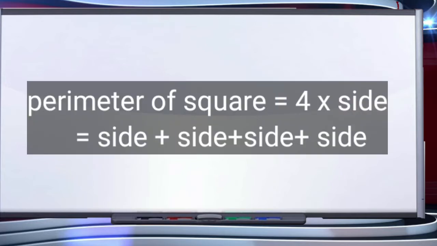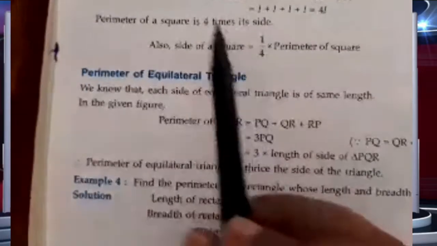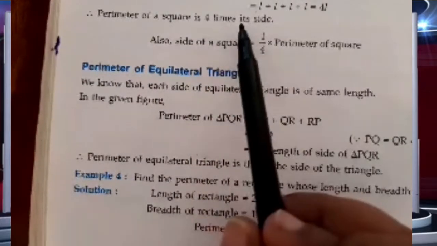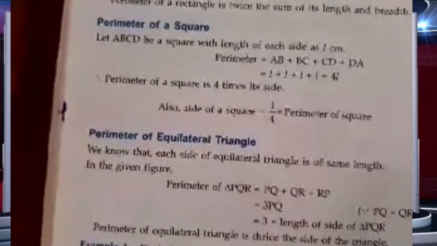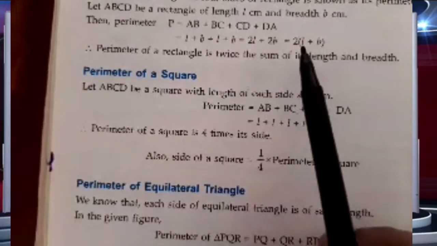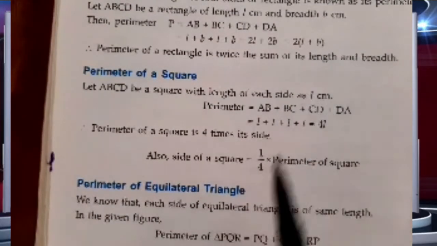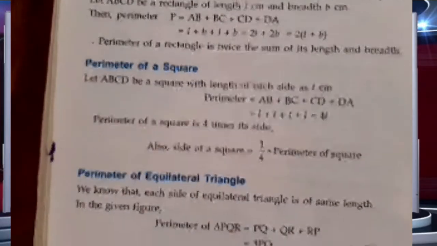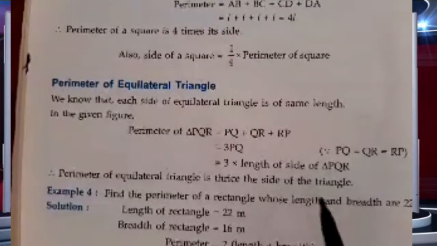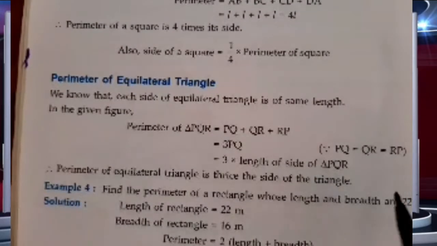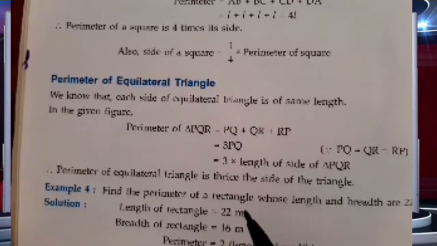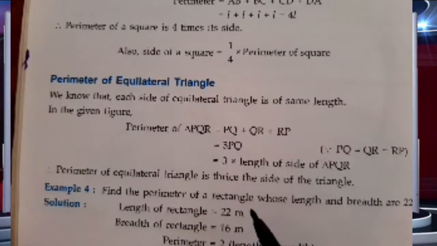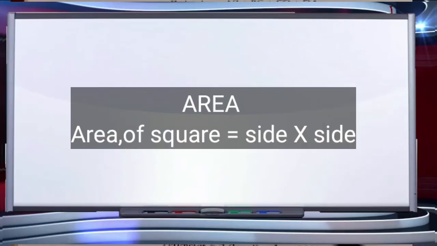Perimeter of square is 4 into side. Here you can see perimeter of square is 4 into side. Perimeter of rectangle is 2 into length plus breadth. Perimeter of equilateral triangle is 3 into side and perimeter of a triangle is sum of the 3 sides. If the triangle is equilateral triangle, you can also multiply the sides with 3 as the 3 sides are equal.